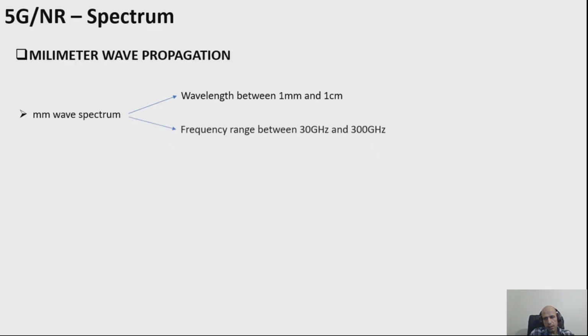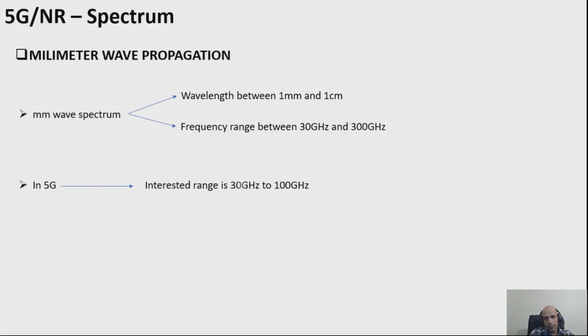About millimeter wave propagation. Millimeter wave spectrum corresponds to frequencies which have wavelengths between 1 millimeter and 1 centimeter, corresponding to the frequency range between 30 GHz and 100 GHz. From the perspective of 5G, the range of interest is 30 GHz to 100 GHz. The millimeter wave spectrum is particularly interesting because it offers the potential for wide channel bandwidth and the potential for high throughput.